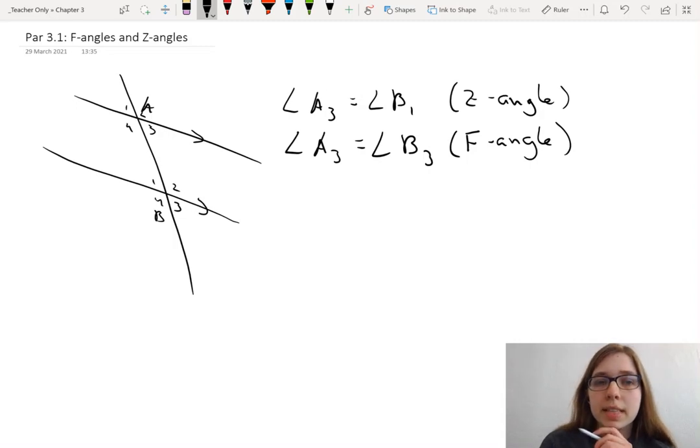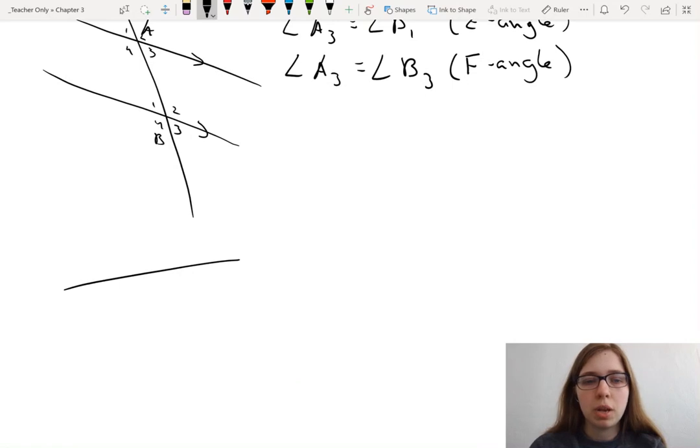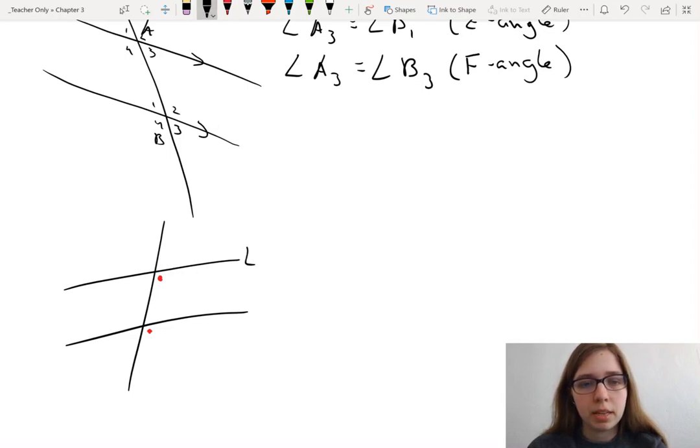The interesting thing is that it actually also works the other way around. If I have two lines, I don't know if they're parallel, but I know that these two angles are the same. Let's call these L and M. Then because these two are the same and they form an F angle, I can say that they are in fact parallel because the F angle works.